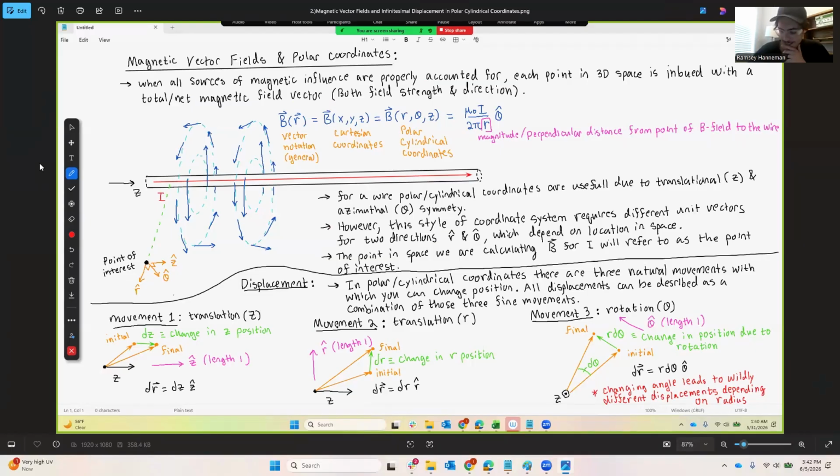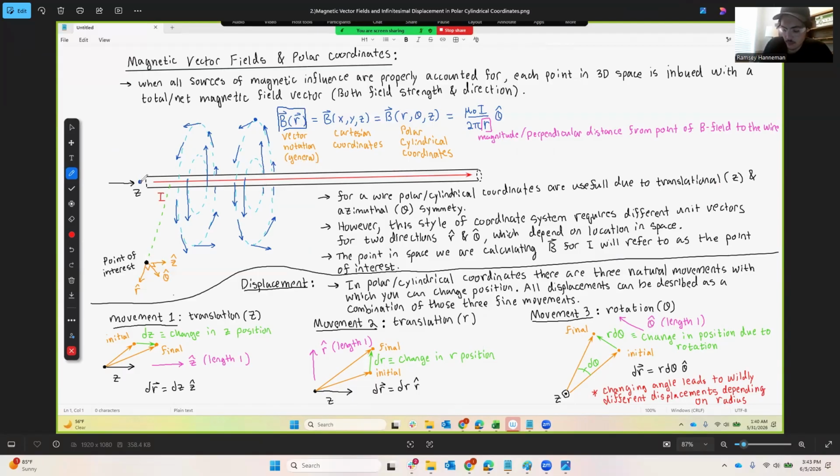And the next slide is just about magnetic vector fields and polar coordinates. When all sources of a magnetic influence are properly accounted for, each point in 3D space is imbued with a total net magnetic field vector, so both a field strength or magnitude of the vector and a pointing direction. Before, I was just focusing on the B field at one point. But with this vector notation, I can ask for the B field at some vector position r.